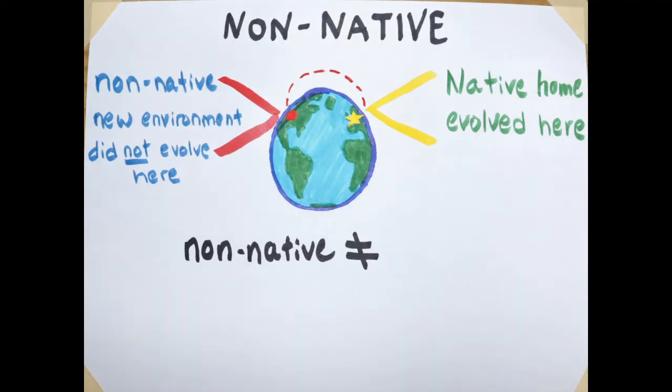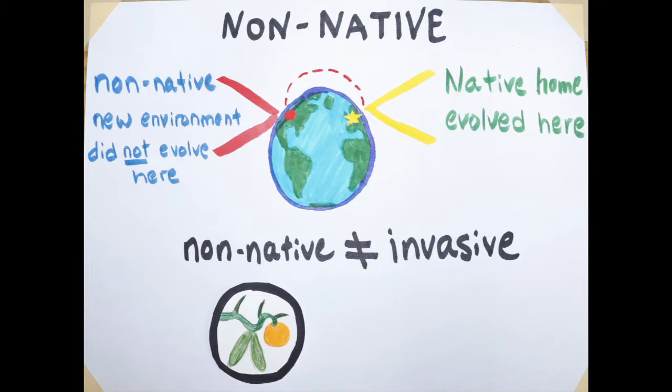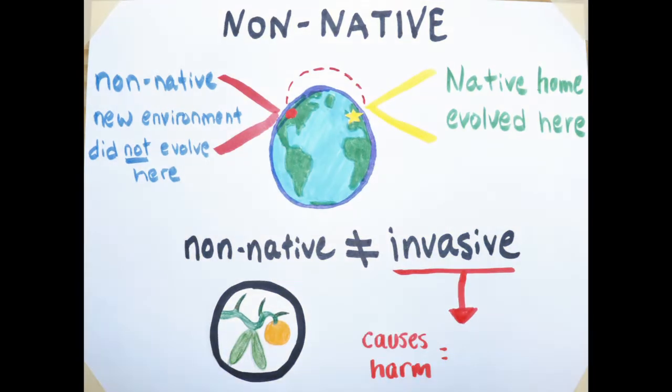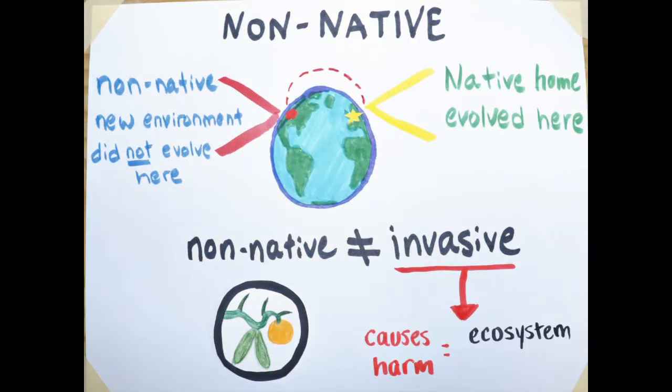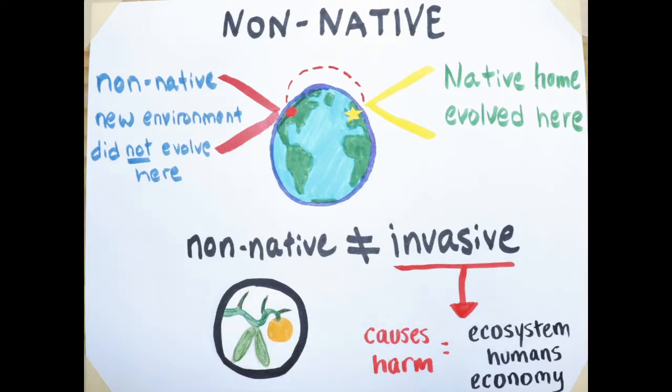The trifoliate orange is non-native to North America. It was planted here, but it doesn't spread and escape the original place it was planted. It doesn't harm the North American ecosystem. Therefore, it is non-native, but not invasive. An invasive species must be non-native and harm the ecosystem health. They can also harm human health and/or the economy.